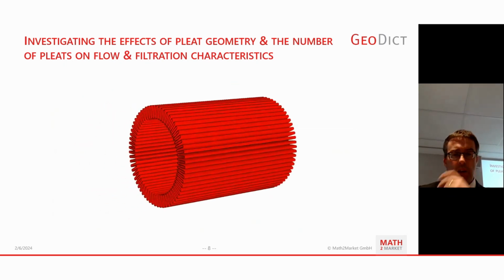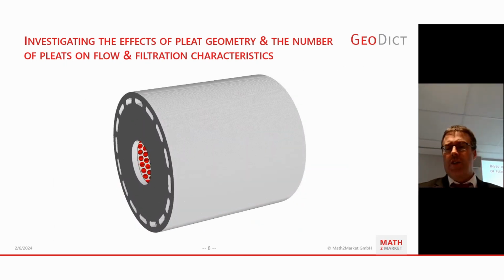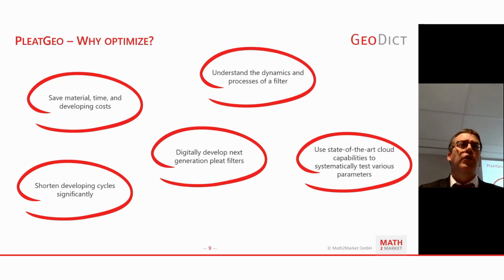So the question then would be, well, we have PleatGeo. Why do we optimize actually? Well, PleatGeo is the structure generation we need for our workflow. The arguments are more general. We have at first, of course, digitalization. We want to save time, we want to save cost. We have heard that in the morning already a bit. We want to understand the dynamics and the processes, and digitally develop the next generation of filters. And of course, a major point here too is to shorten the development cycle significantly.